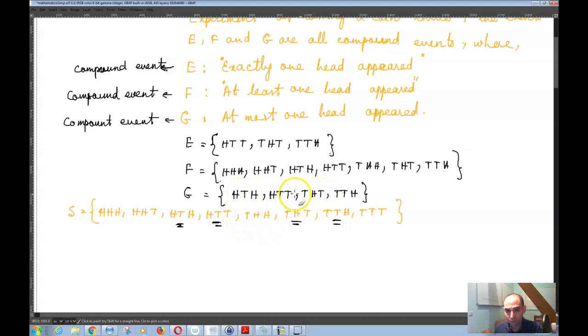Then each of the above subsets contains more than one sample point. Hence, they are all compound events. You call all of these compound events.